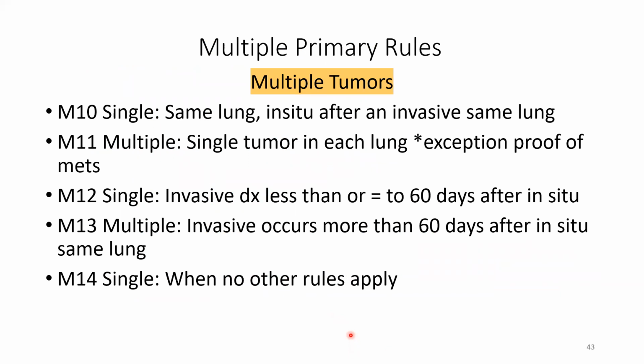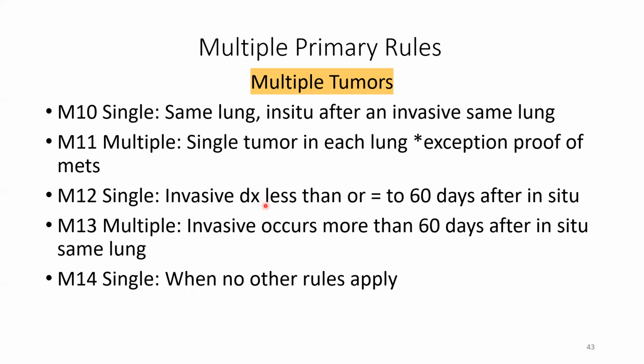And then here are the multiple tumors, the rest of these M10 through M14. I did not put the notes in for this section. Pretty much by the time you get here, we've already talked about these, but you know, it's a single tumor if you have in situ after an invasive. Once you have an invasive incidence, you're not going to put on an in situ if it's in the same lung. It's multiple if you have a single tumor in each lung, except when you have proof of METs.